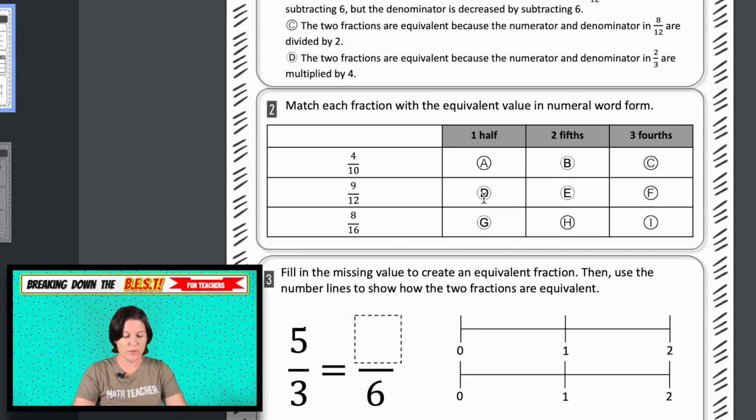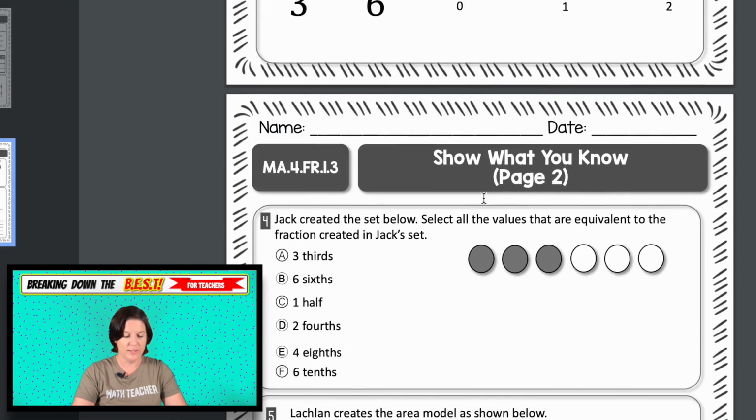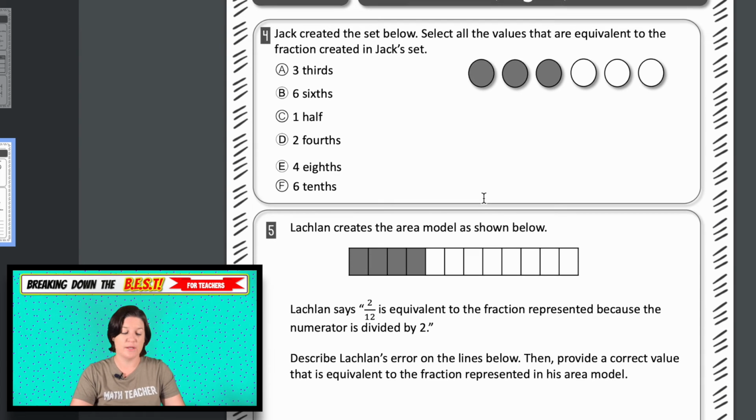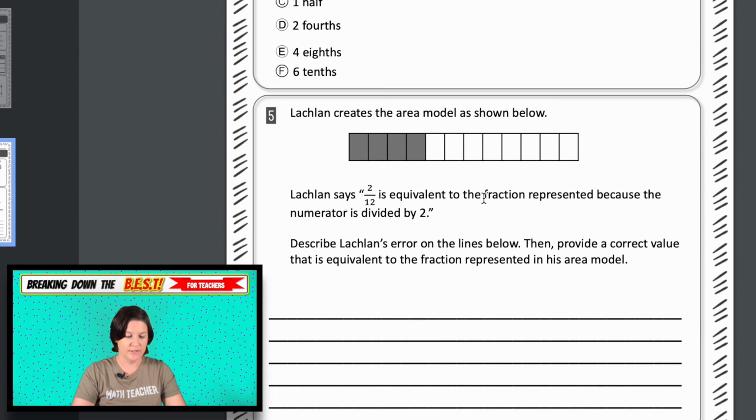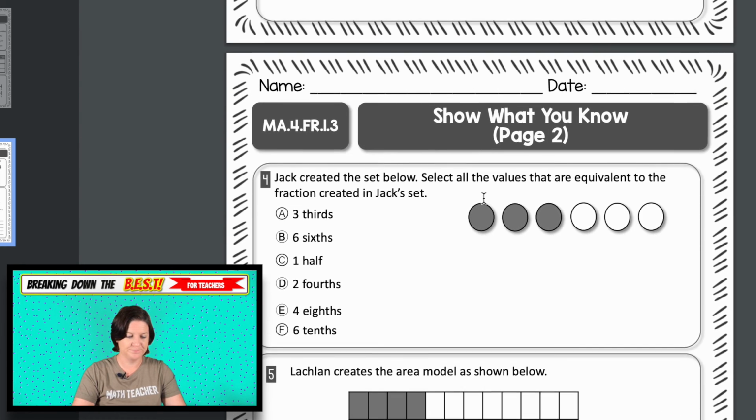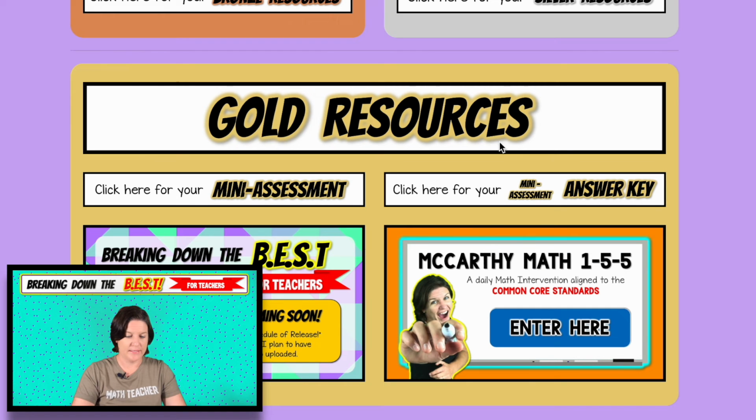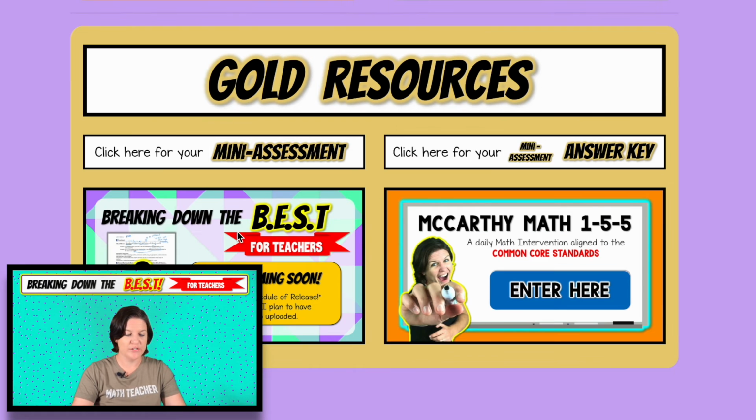But there's a variety of question types just for the standard, and there's about 4 to 5 questions depending on the standard. So you can see just a little glimpse of this one. Okay, and here is the answer key for those mini assessments. Right here is where your Breaking Down the BEST video episode is, what you're watching right here, and the gold members have a perk of it being right there with everything else. Now these Breaking Down the BEST videos are also available on YouTube, just gold members have the perk of it being right there with everything else.